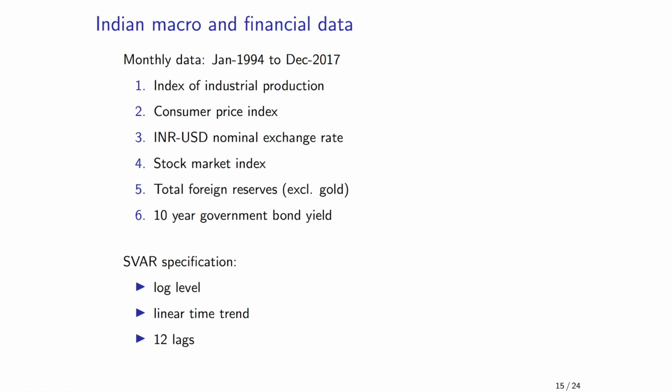Okay, so let's get to the Indian data. These shock measures are calculated at the monthly frequency. So to be consistent with that, we're going to use monthly Indian data from January 1994 to December 2017. For output, we use the index of industrial production. Of course, the caveat here is that this is not GDP, and does not completely capture that, so that's a limitation. For inflation, we use the consumer price index, we use the rupee dollar exchange rate, the Sensex to measure the stock market index, and then we have total foreign reserves and the 10-year government bond yield.